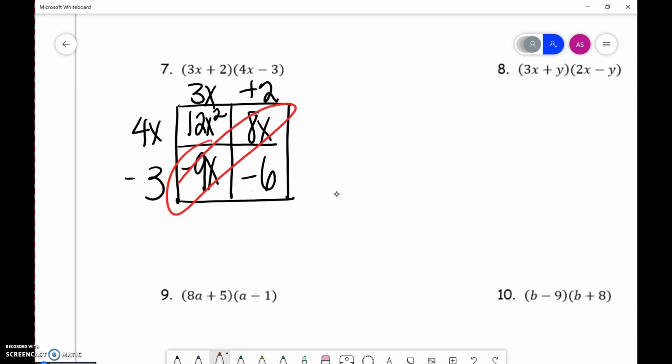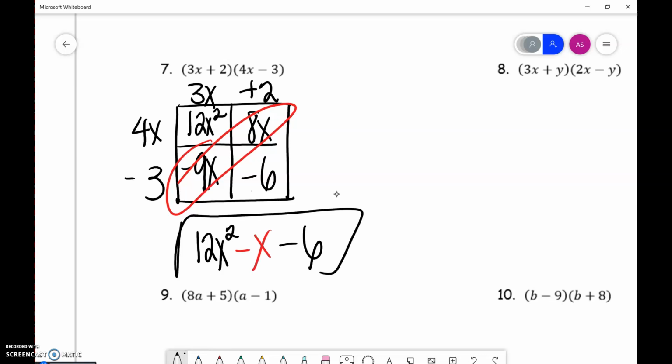Again, like terms are in the middle. So I'll have 12x squared. Then here I have negative 9x plus 8x. That's going to be negative x. And then I have minus 6. And that's my answer.